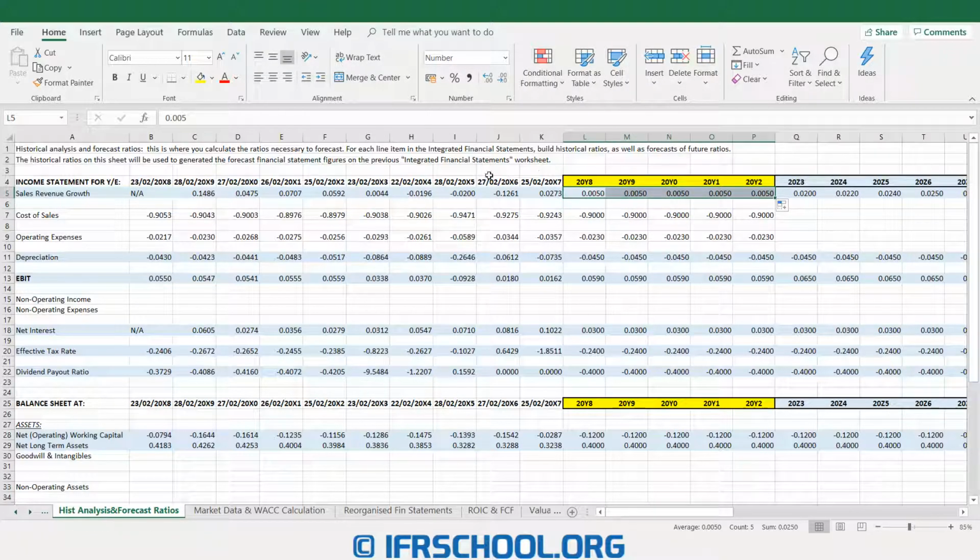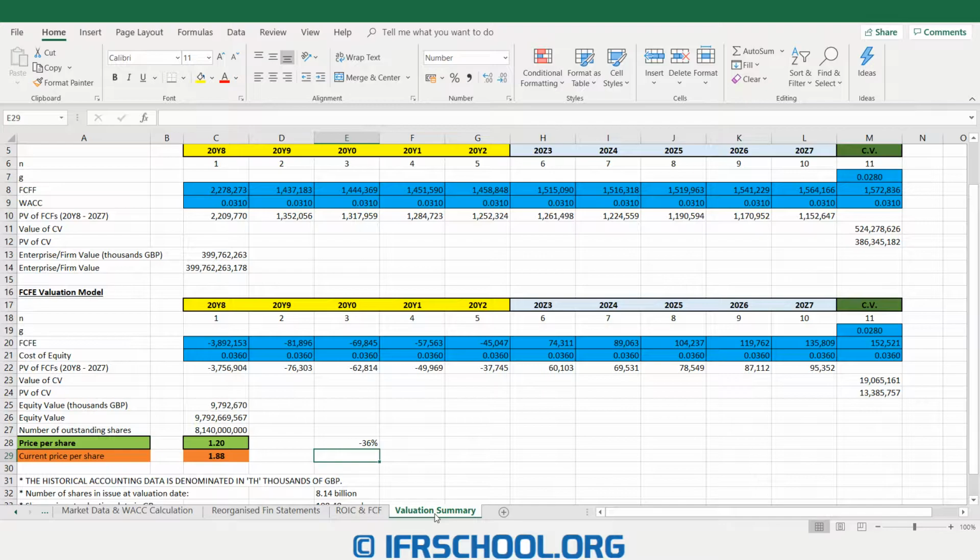Because we've used dynamic formula throughout the model and avoided hard-coding any cells, we can immediately see the impact of these revised assumptions on our estimate of the share price. We can see it's gone from £1.24 down to £1.20. We can also see the potential downside has gone from 34% to 36%.